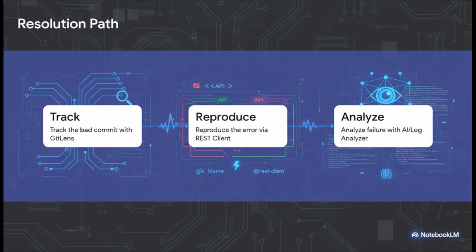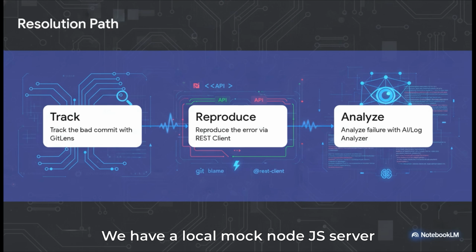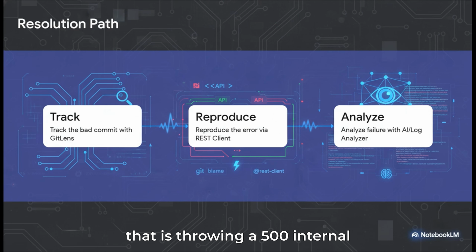So here's the scenario. We have a local mock Node.js server that is throwing a 500 internal server error, and it's time to put our debugging machine to the test. Here's our methodical 3-step battle plan to solve this ticket entirely inside VS Code. First, we track the bad commit. Second, we reproduce the error locally. And third, we analyze the failure.